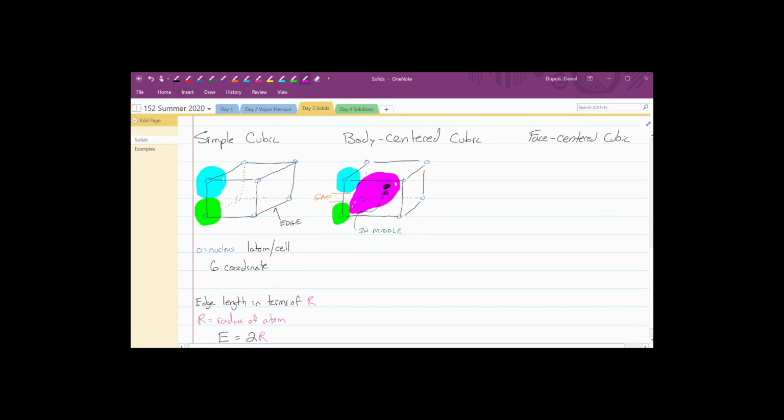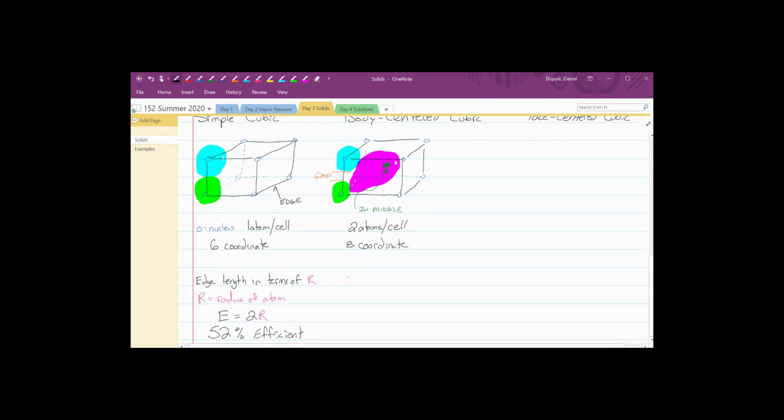Okay. We'll learn that there are 2 atoms per cell. It's 8 coordinate. So you have now 8 neighbors. And the edge length is E equals 4 times the radius over the square root of 3. And if you're really good in geometry, you might recognize some of these edge lengths with the cube and whatnot. It's approximately 68% efficient. So more space is filled up.